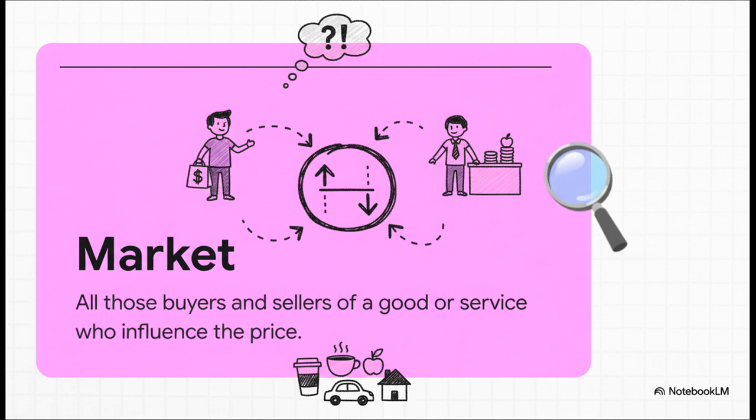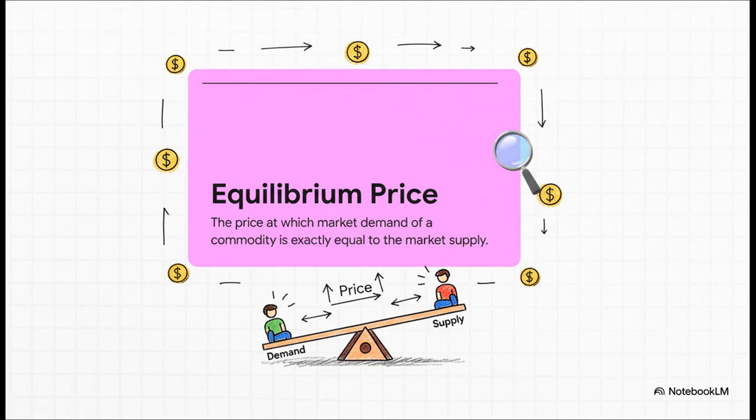Think about your local farmer's market, sure, but also think about an online giant like eBay. The key idea is that their interaction is what shapes the price of a product. So what happens in that market? Well, we get what's called the equilibrium price. This is that perfect sweet spot, where the amount of a product that buyers want is exactly the same as the amount sellers are willing to sell. The seesaw analogy here is perfect. When demand and supply are perfectly balanced, the market price is stable.